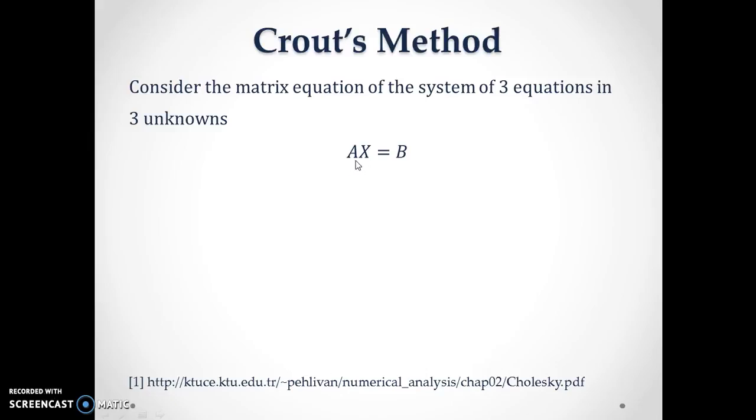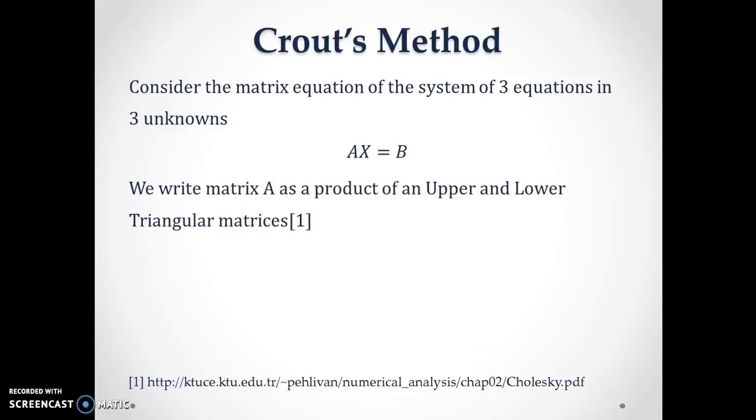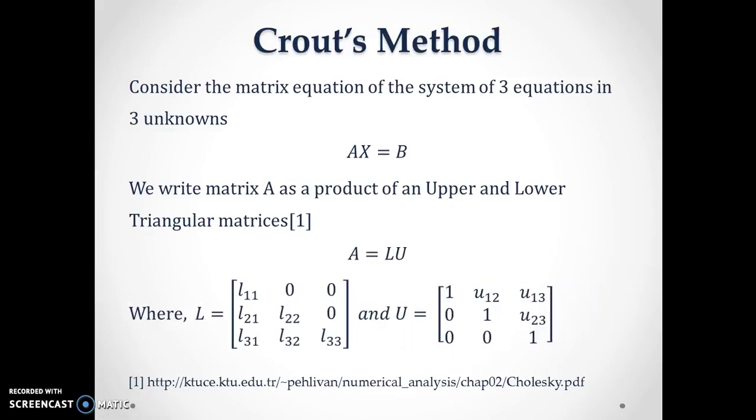So here I have written the linear system of equations in a compact matrix form, that is Ax equal to B. So let us see how Crout's method works. What we do is write A as the product of lower and upper triangular matrices. So let us see what they are. I write A as LU, and L is written as L11, 0, 0, L21, L22, 0, etc., and U as 1, U12, U13, etc.